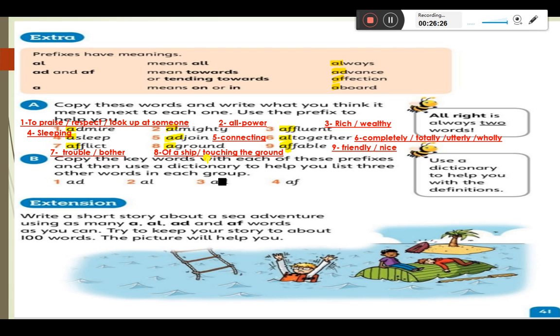Copy the keywords. Okay, we're going to copy the keywords and put each one in a sentence, as I told you before, with each of these prefixes, and then use a dictionary to help you list 3 others. So the instructions here is that he wants you to list 3 other words in each group. So he wants you to add from your own dictionary or from your own mind or from your own reading 3 more words in each group.